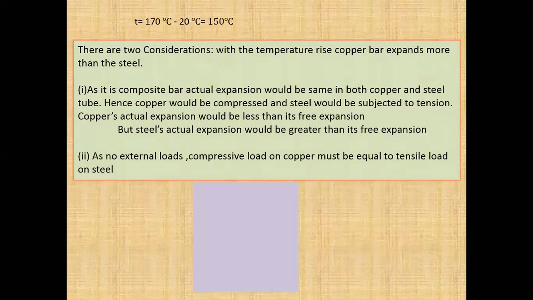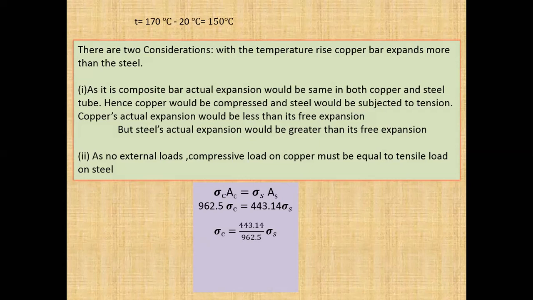So let's go to the second one first of all. As no external loads are there, only compressive load in the copper and the tensile load in the steel, these should be equated because there is no external load. So that is the first consideration. Sigma C AC equal to sigma S AS. Already we have calculated the area of cross section for copper, AC, and of steel, AS. Just substitute those values in the equation.